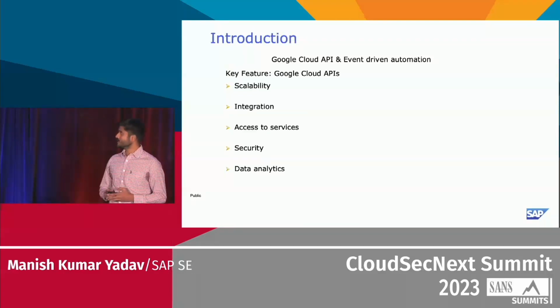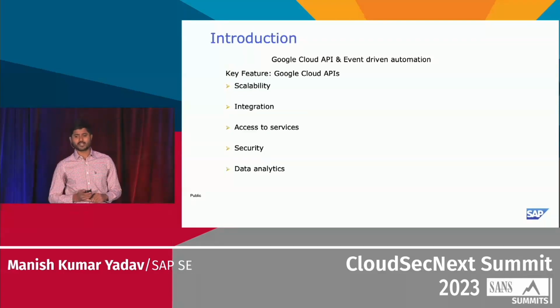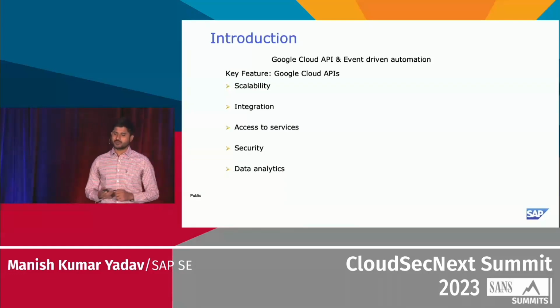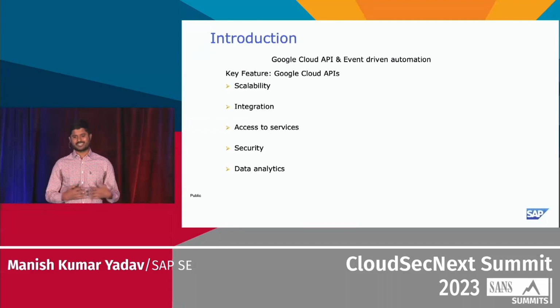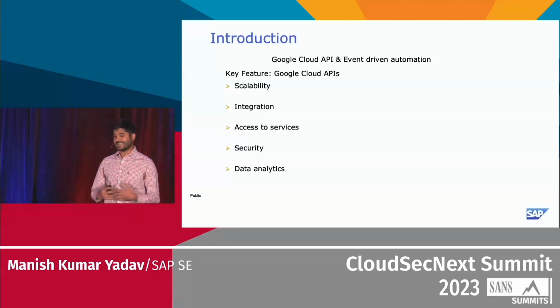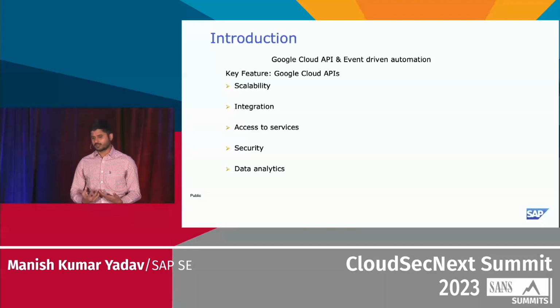So, starting with the introduction: Google Cloud API and event-driven automation. When you think about an API, the application interface where you talk to applications, it's just like ordering a coffee. You go and say you're looking for an espresso, and then the machine works out how much coffee to put. Maybe you want milk or sugar, and it will give you the coffee. That's in short what an API does.